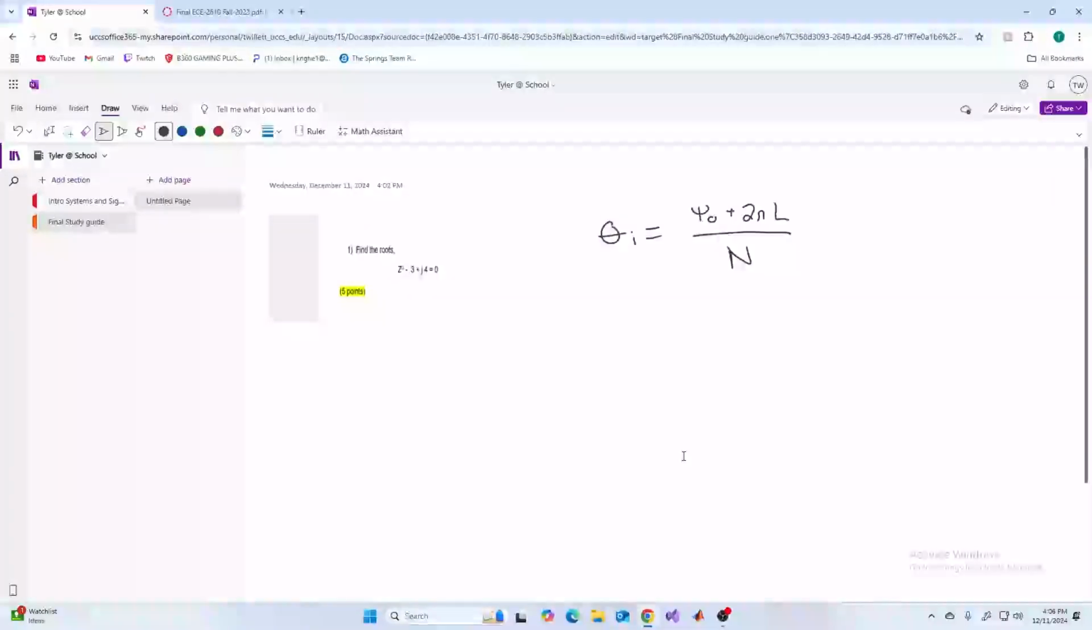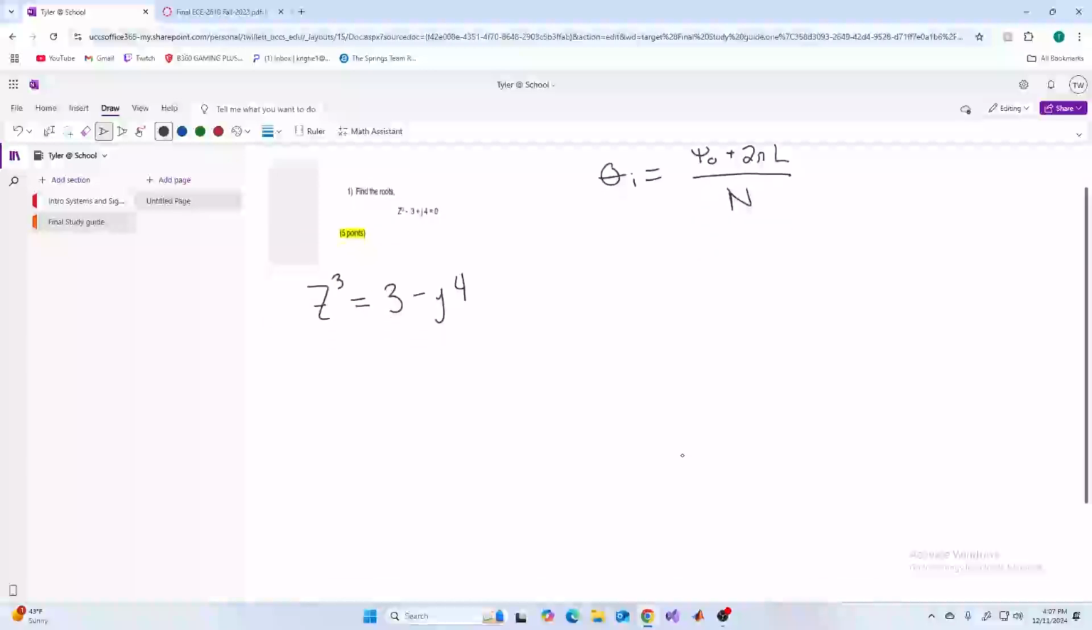Okay, the first problem we're going to do is find the roots of z cubed minus 3 plus j4 equals 0. So the first thing we want to do is isolate z by itself. I'm going to start by doing z cubed equals 3 minus j4. So I added the 3 and I subtracted the j4.